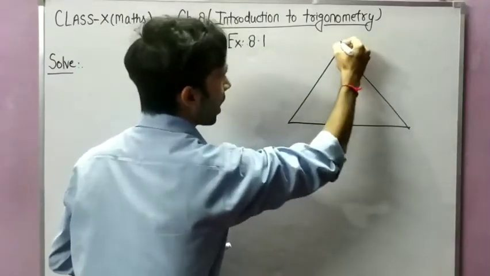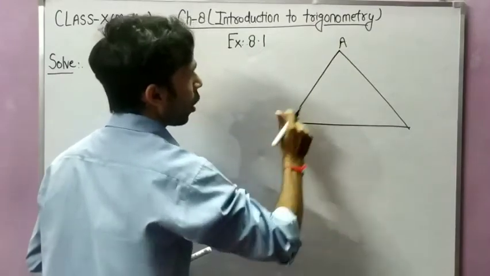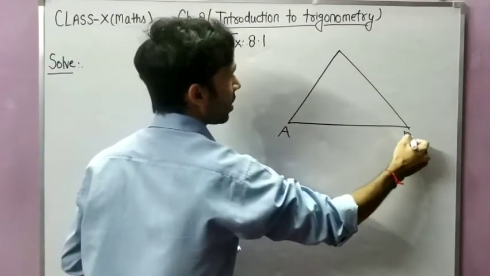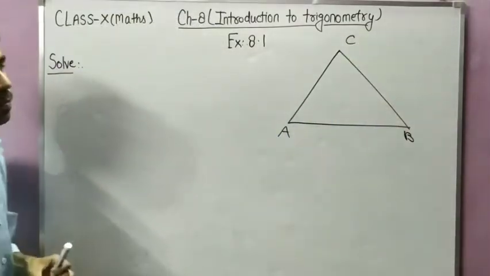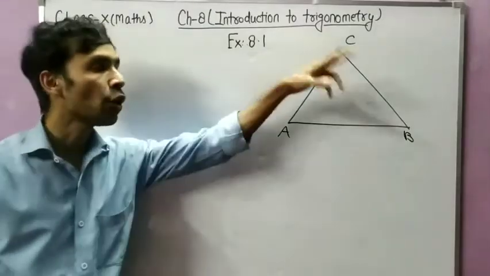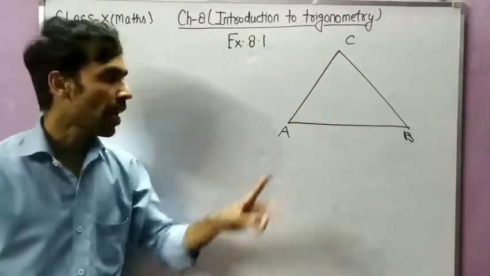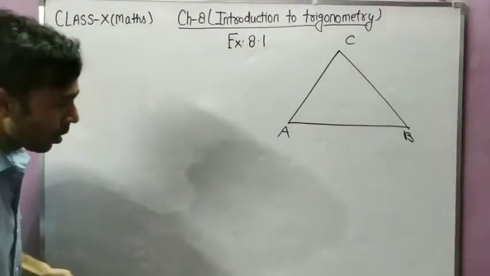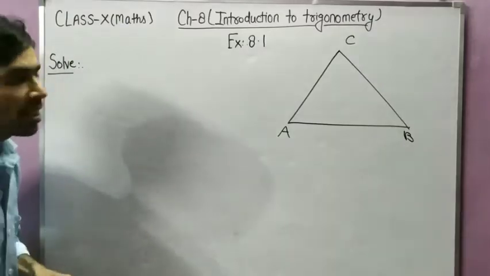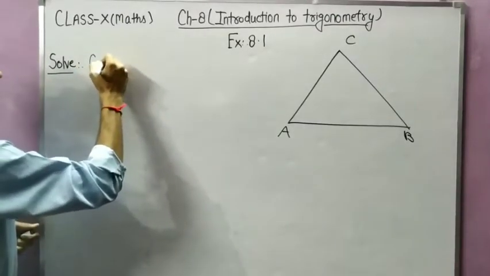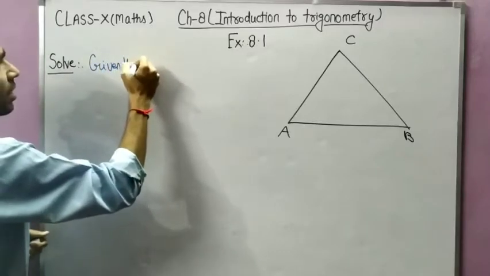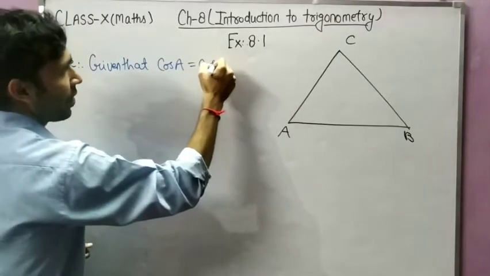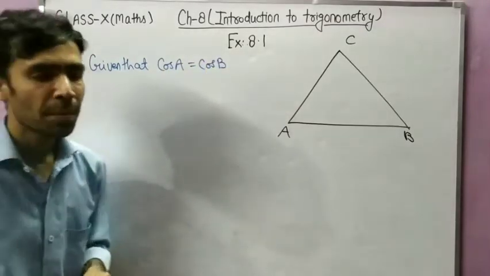First, I have drawn one triangle ABC in which angle A and angle B are acute. Now, what do we have to do? In the question it is given that cos A equals cos B.